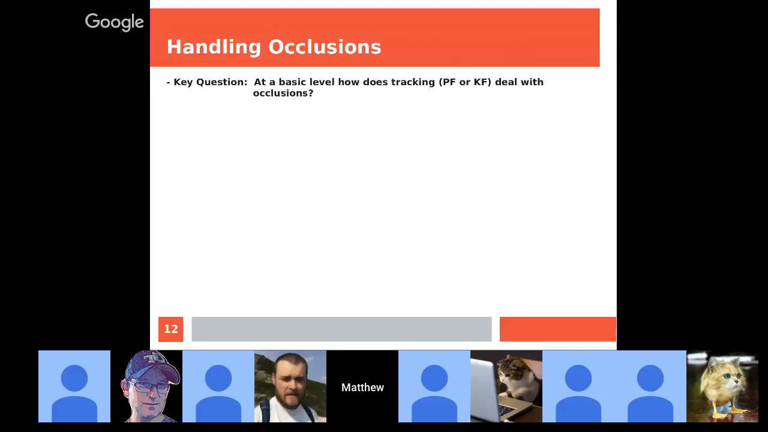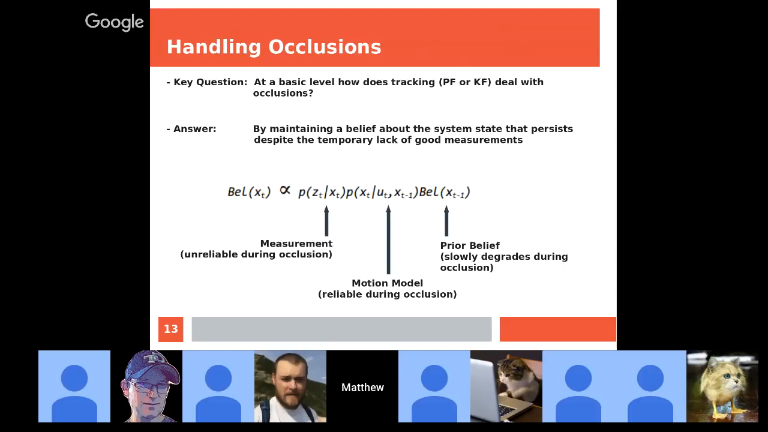I wanted to reflect that question back to all of you and take maybe 20 seconds to pause and ask, at the basic level, without getting into all the implementation details, why do we expect tracking either with a particle filter or a Kalman filter to handle occlusions? You don't need to answer in text or anything like that, but just think about it for a moment and then I'll show the answer I would give.